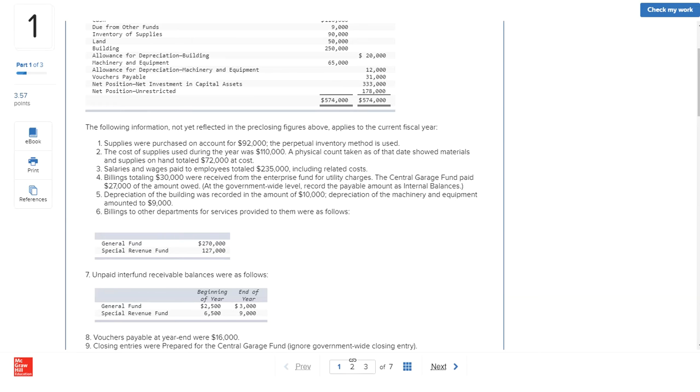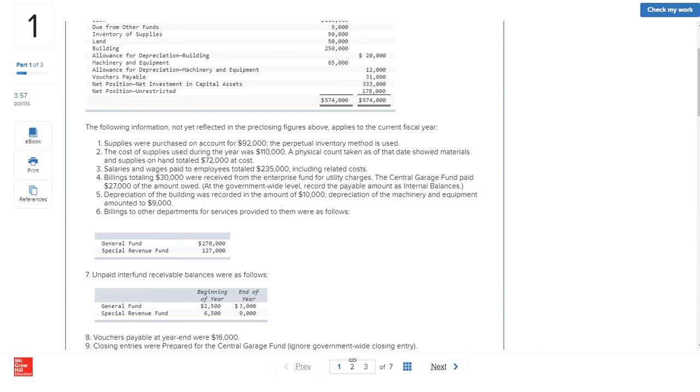And then number 7, unpaid interfund receivable balances were as follows. You're given the beginning of the year and the end of the year, 9,000 and 12,000. And so the other number that you're going to use for that is this 397,000 up here. And you'll set up a T account and show a collection of cash and, I'm sorry, an increase in due from other funds. And so that's the way that one is set up.